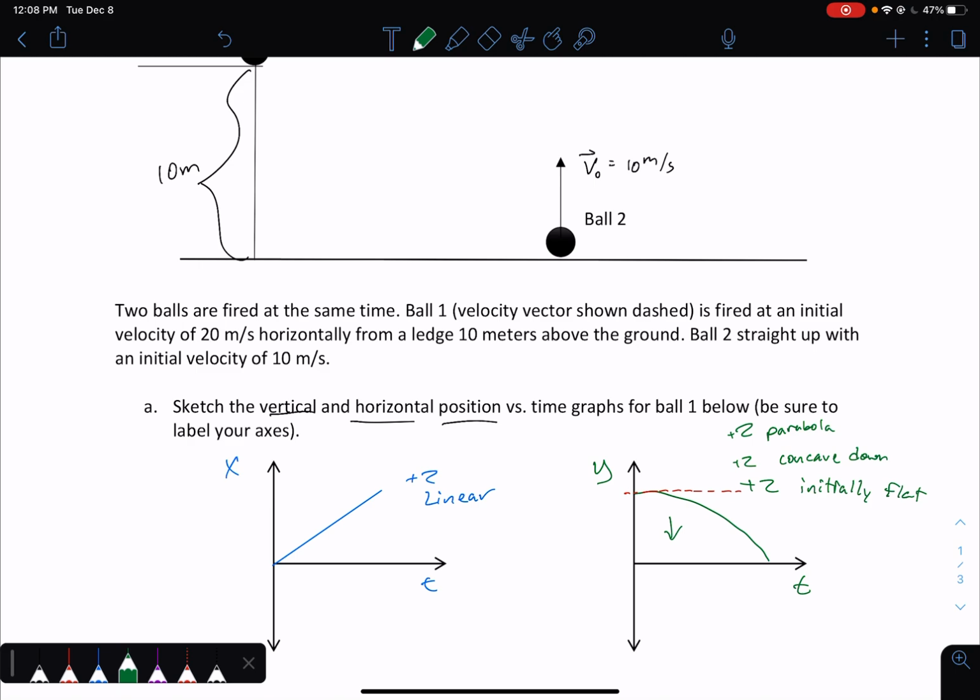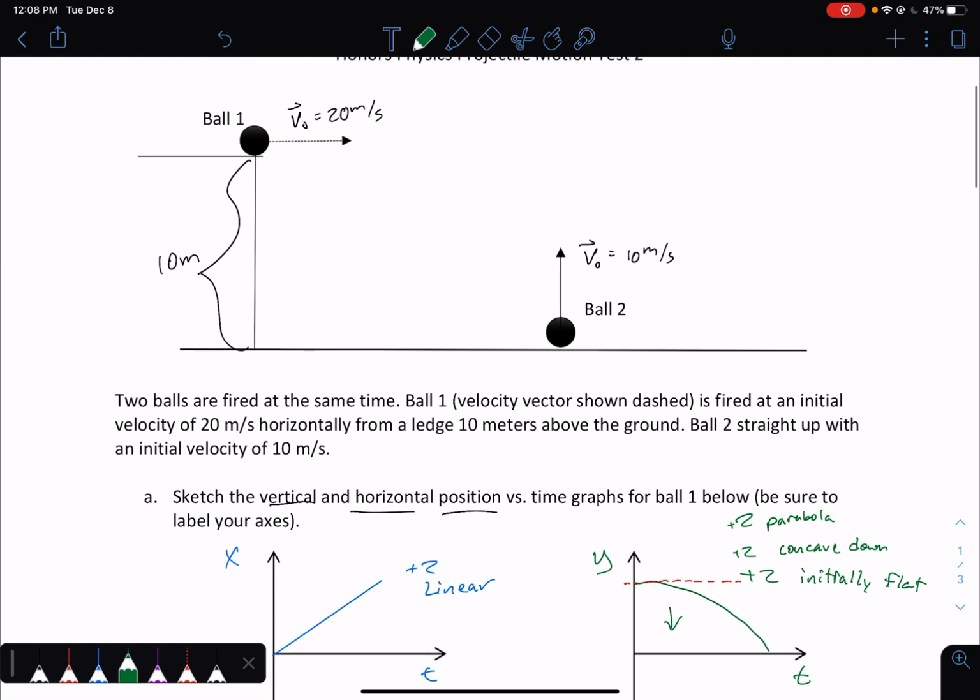And the reason it needs to be flat initially is because it's a horizontal projectile. All of that initial speed, that 20 meters per second, is in the horizontal, and vertically it has no initial velocity. And so that means initially it needs to be flat.